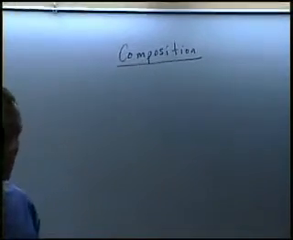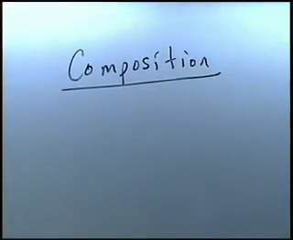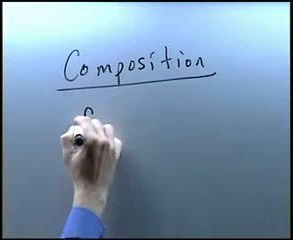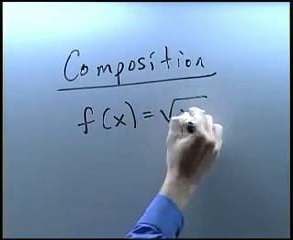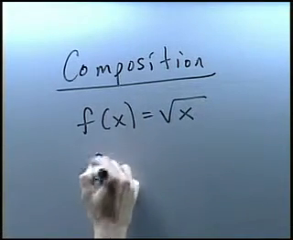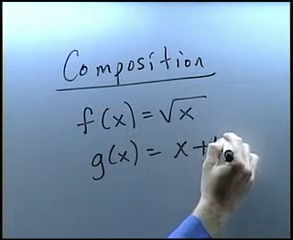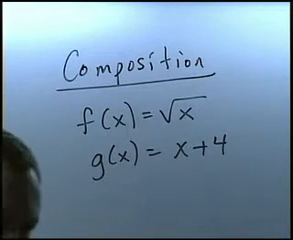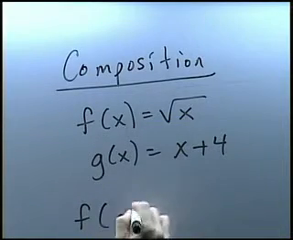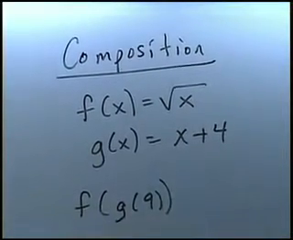Moving into another area here, we'll talk about composition next. I'm going to give an example for this one. Let's say that we've got a function f of x, which is defined as the square root of x, and we've got another function g which says just take your number and add 4, so g of x is x plus 4. Okay. In algebra, we did these composition problems such as maybe f of g of 9.